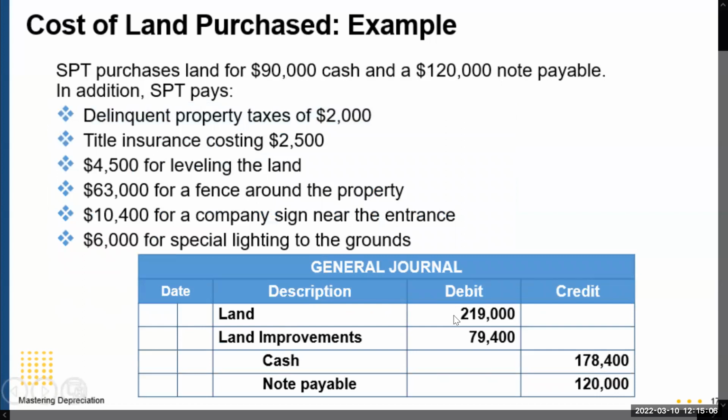The land is 219, so that's the 90, the 120, the 2,000, the 2,500, and the 4,500 is right here. The land improvements are these last three, and those are right here. And then they said we did the notes payable for 120. It says that they pay for these things, so that's why that is part of cash.